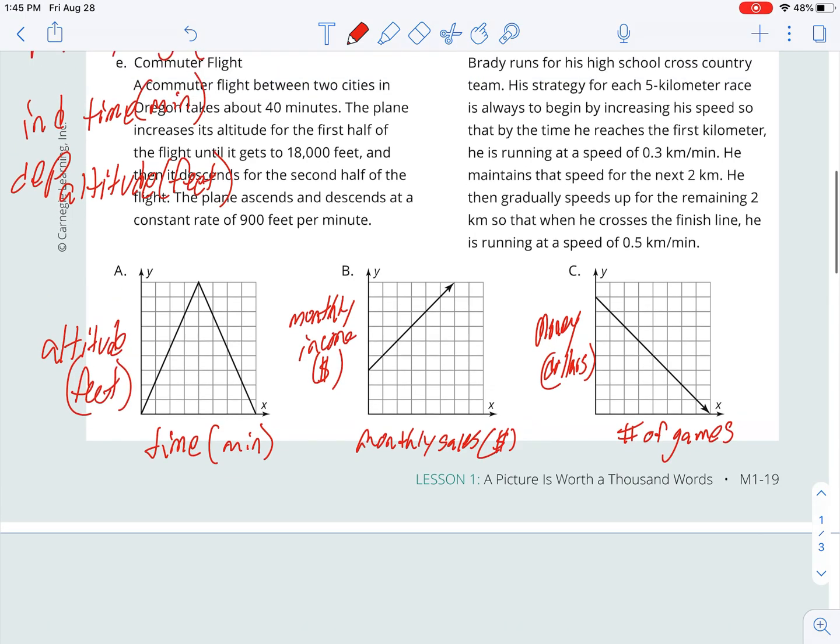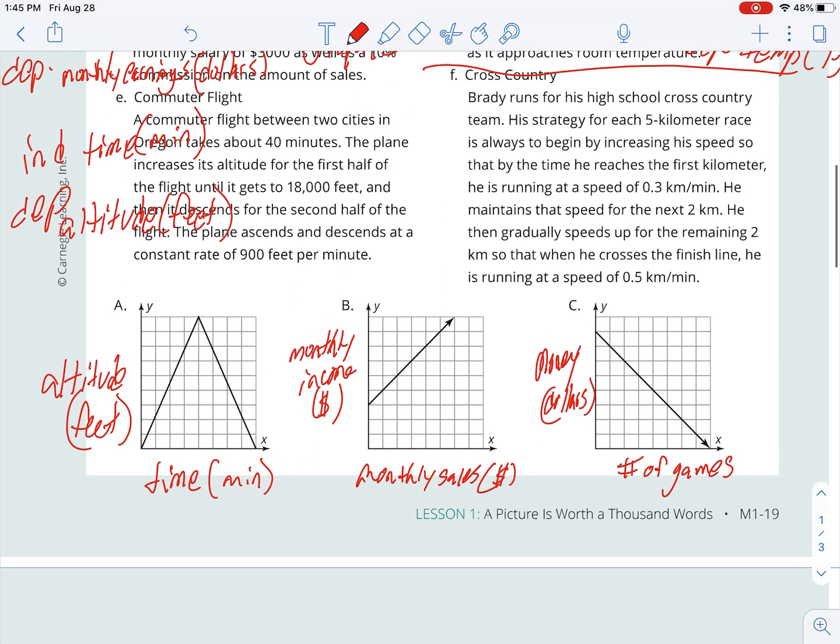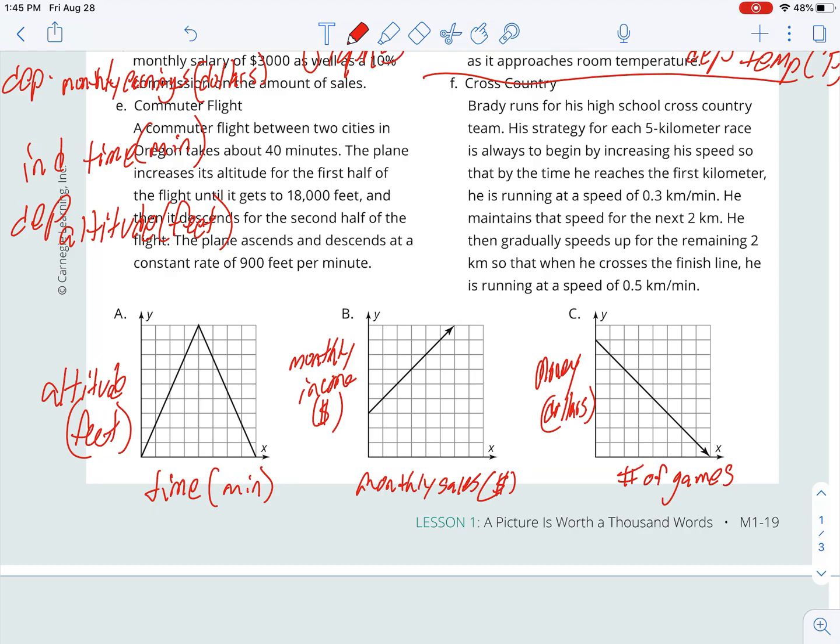So then process of elimination says cross country here, letter F, should go with graph D. Brady runs for his high school cross-country team. His strategy for each 5-kilometer race is always to begin by increasing his speed so that by the time he reaches the first kilometer, he is running at a speed of 0.3 kilometers per minute. He maintains that speed for the next 2 kilometers. He then gradually speeds up for the remaining 2 kilometers so that when he crosses the finish line, he is running at a speed of 0.5 kilometers per minute.